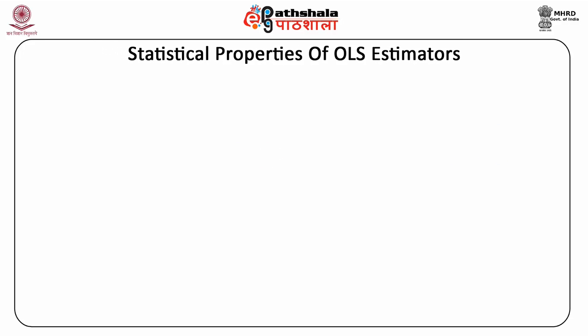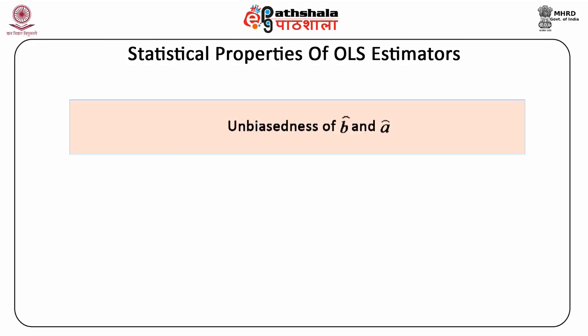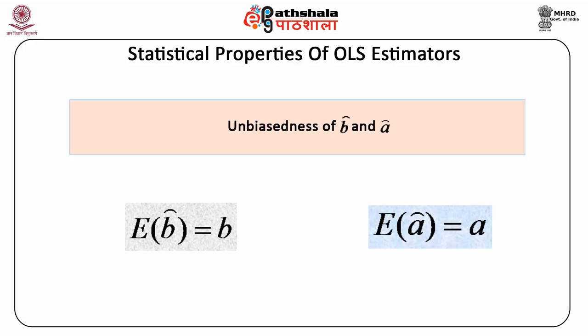The next property is unbiasedness of B hat and A hat. That is, expectation of B hat is equal to B and expectation of A hat is equal to A.